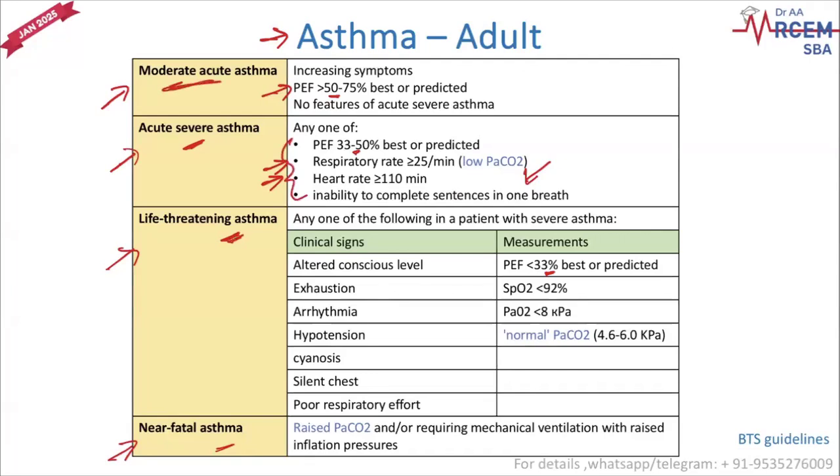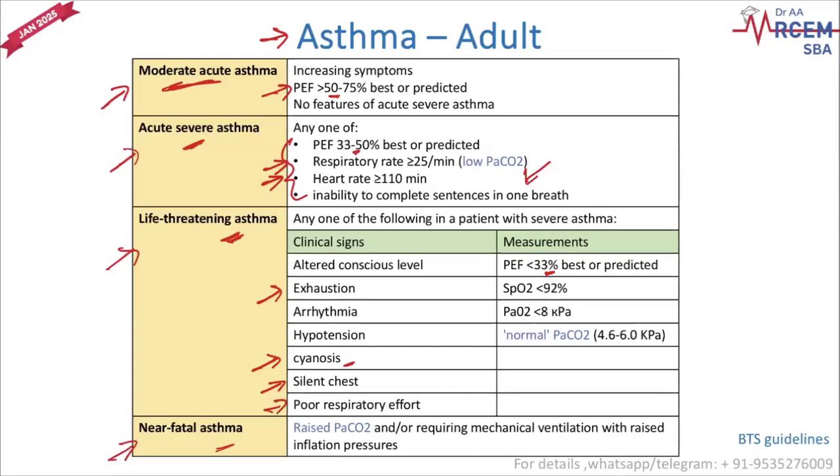What are the additional things you'll be seeing in life-threatening asthma? The patient would have exhausted, so all his accessory muscles would have been exhausted. Because of exhaustion, the carbon dioxide gets retained, so you'll be seeing cyanosis. There will be no air entry into the chest at all. It would have become silent because his respiratory efforts are almost gone, or nil. It is very poor respiratory effort that you are seeing.